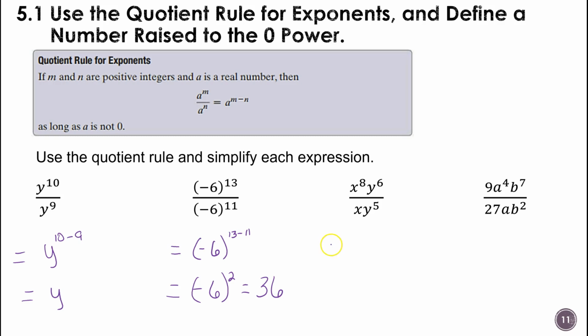And next one, we're going to subtract the exponents on the x's. I'm not going to show steps on this one. So 8 minus 1 leaves me x to the 7th. 6 minus 5 leaves me y to the 1st. And we don't write the 1 whenever we just have an exponent of 1.